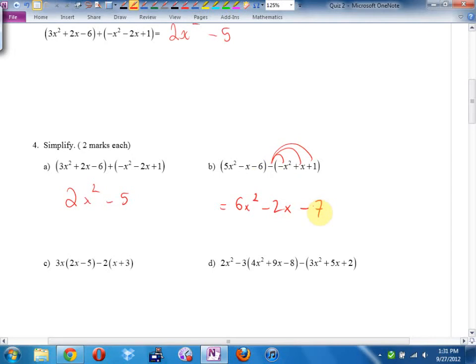Here, this one is a bit trickier. There's 3 terms, 2 marks, half mark off. Actually, let's say 1 mark off for each mistake. So if you get 2 terms wrong, sorry, you get 0.